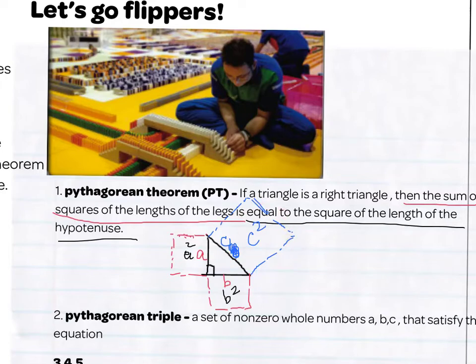So the theorem literally says that if you take this square and add it to this square, their sum will fit into this box very nicely and beautifully and be exactly equal to it. Therefore, A squared plus B squared equals C squared. So that's what that means. And again, this is if the triangle is a right triangle.